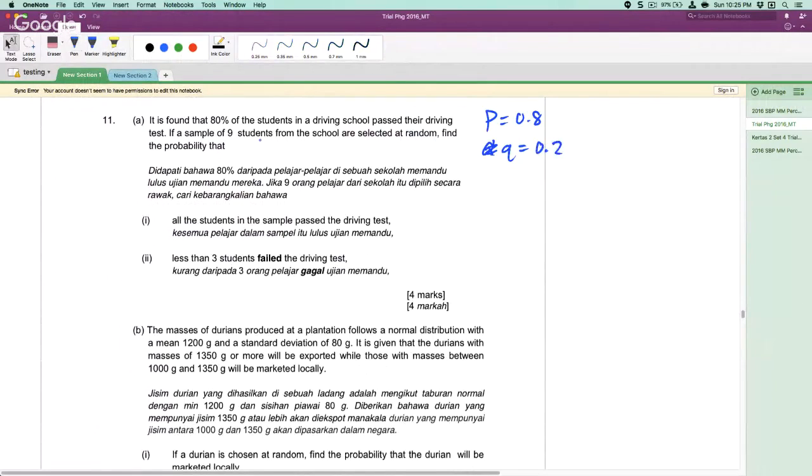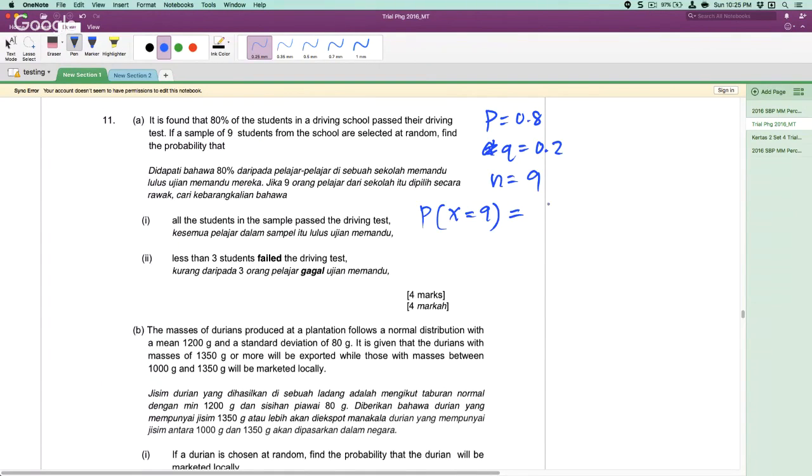And then if a sample of 9 students from the school are selected at random, find the probability that... So I know the total sample is 9. That means the number of students is 9, so n equals 9. All the students pass the test. That means if I have x, I need all to pass, so x should equal 9.